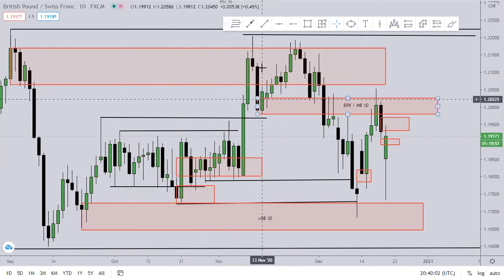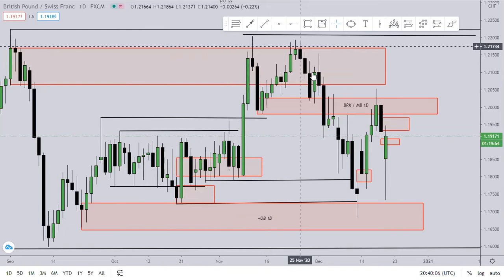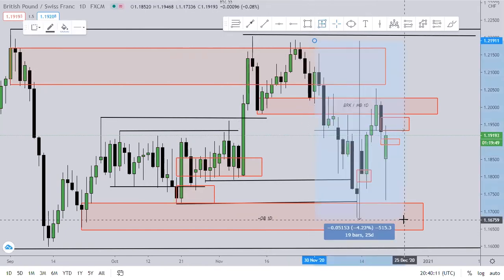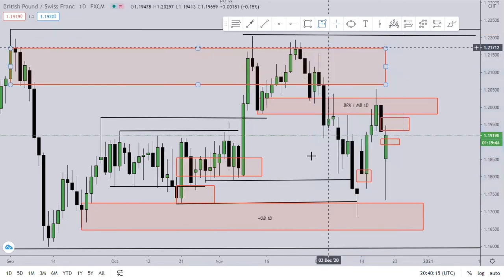So after the manipulation, what's the next phase of the market? Distribution. So this is now the real intention of the market. See how many pips did it drop for from that sell? Dropped for 509 pips. This is how you analyze the market.